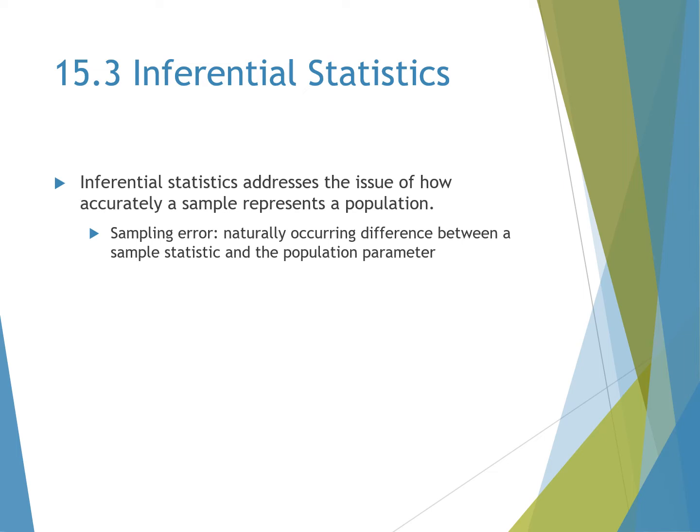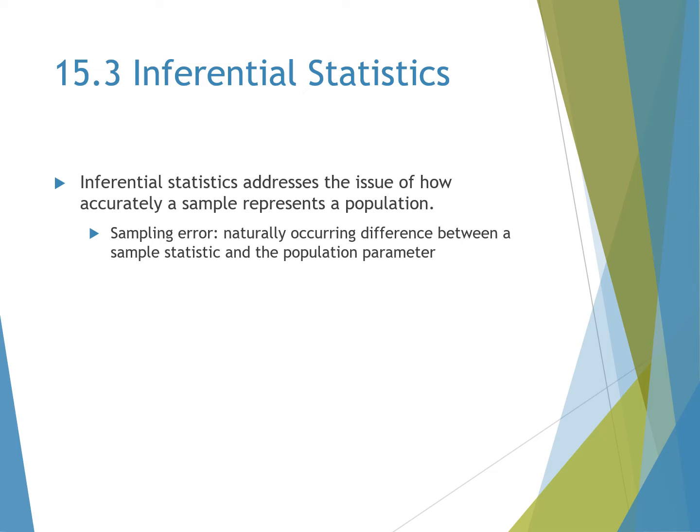Research questions are almost always about a particular population. And so remember way back when we talked about sampling, we use a sample selected from that population. But of course, our sample is not always going to be exactly like the population. So if we use a different sample, we might get different findings. So inferential statistics are designed to address the issue of how accurately our sample represents a population.